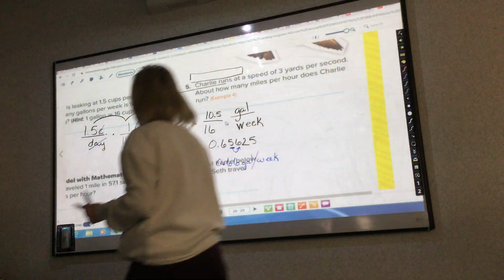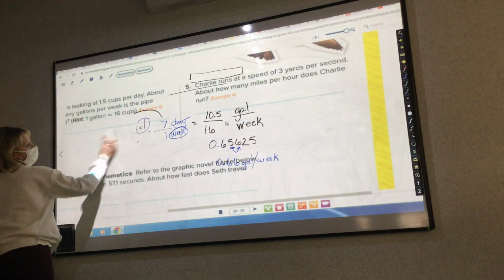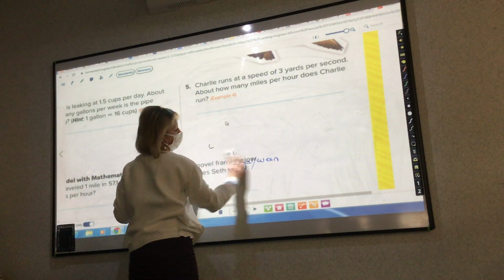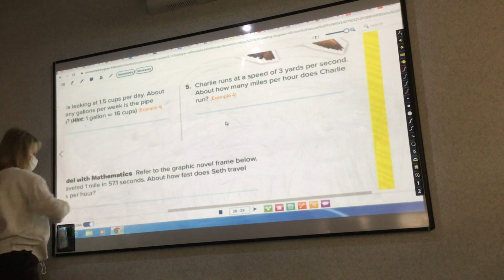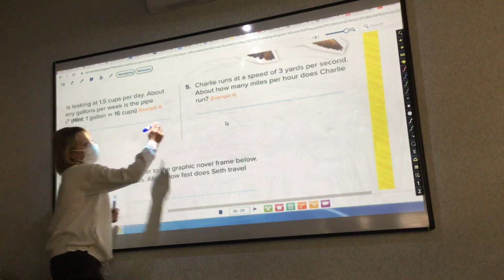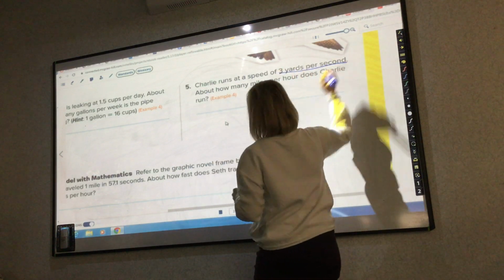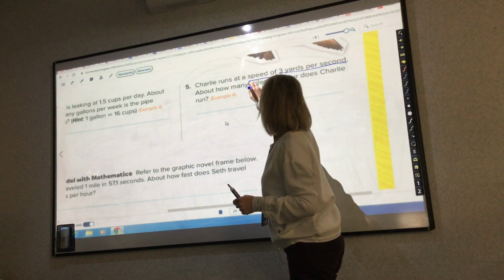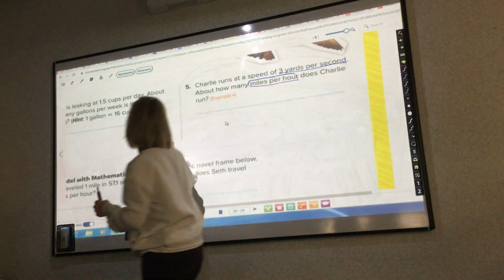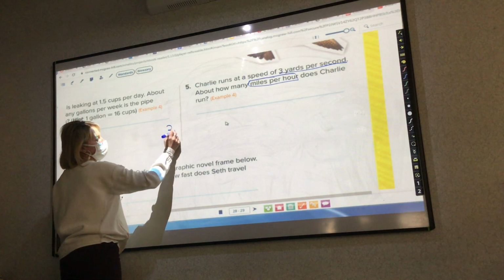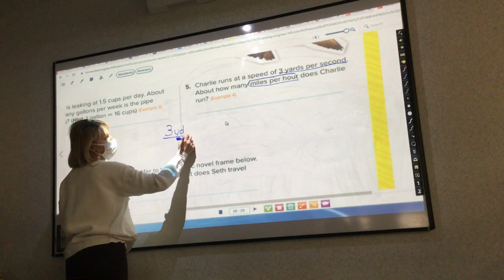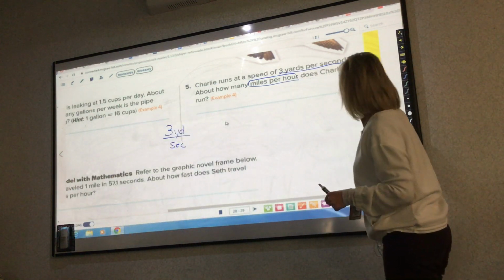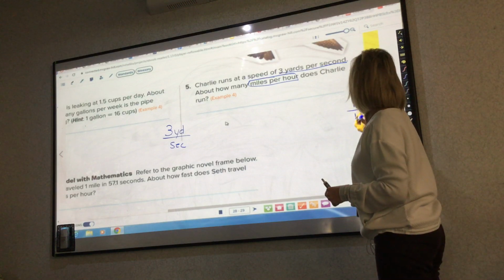Number 5. Charlie runs at a speed of 3 yards per second. About how many miles per hour does Charlie run? I'm gonna have to do a lot here. So I've got to underline 3 yards per second. What am I gonna box around? Miles per hour. So I'm gonna come over here, I'm gonna start with 3 yards per second, and I'm ending all the way down here, miles per hour.